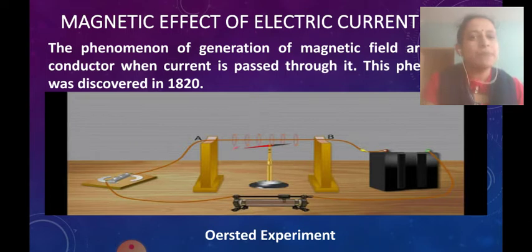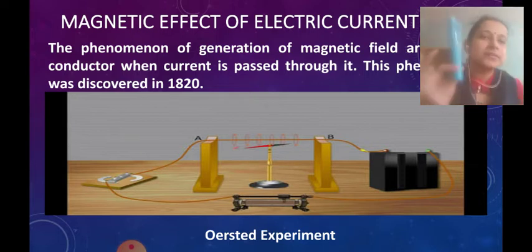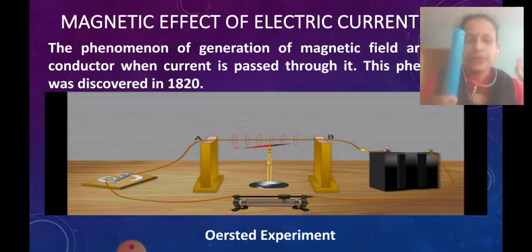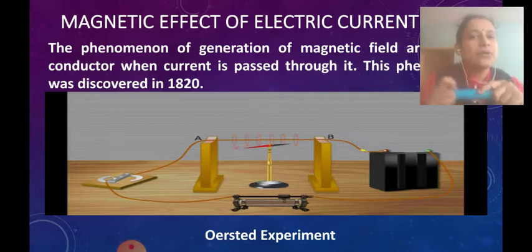So it was a simple experiment which was done by him. So remember what he said. He said it is the phenomenon of generation of magnetic field around the conductor. Suppose this is the conductor. So it is the generation of the magnetic field around the conductor when current is passed through it. Fine. So this is how he tried to define the magnetic effect of electric current. Fine. So now let us see what he did next.